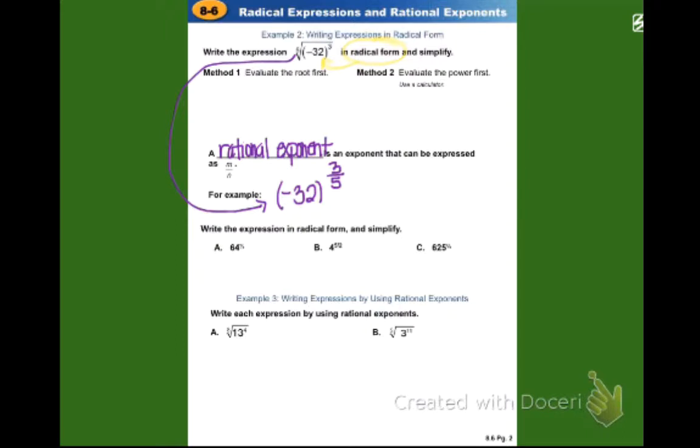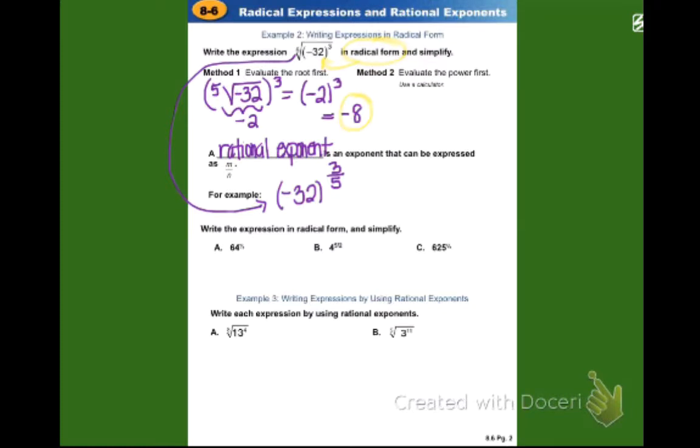There are really two approaches to evaluating this. If we want to evaluate it by taking the root first, I would take the fifth root of negative 32, and then whatever I get, I would raise it to the third power. That's how I'm thinking about it. Well, the fifth root of negative 32 is negative 2. So this really means negative 2 to the third power, and negative 2 raised to the third power would be negative 8. So my final answer is negative 8.